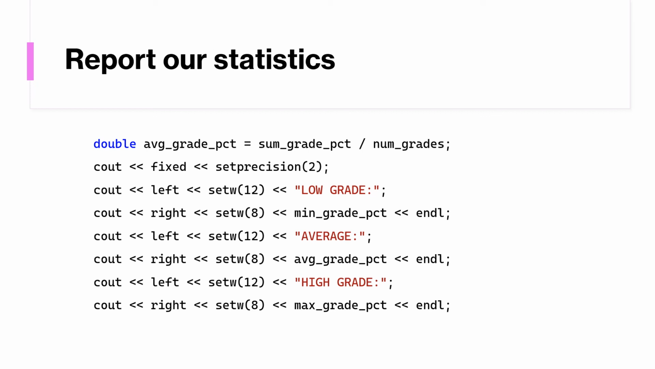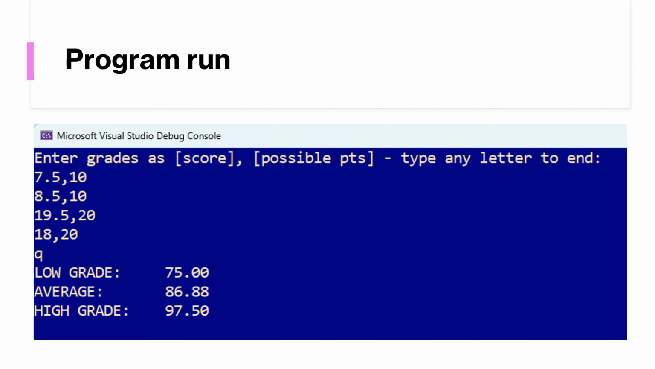Okay, so what does this program look like? We say enter grades as score, possible points. I typed in 4 pretty representative homework grades, and then I ended with a Q, and it very quickly spit out that the low grade was a 75%, the average was an 86.88%, and the high grade was a 97.5%.